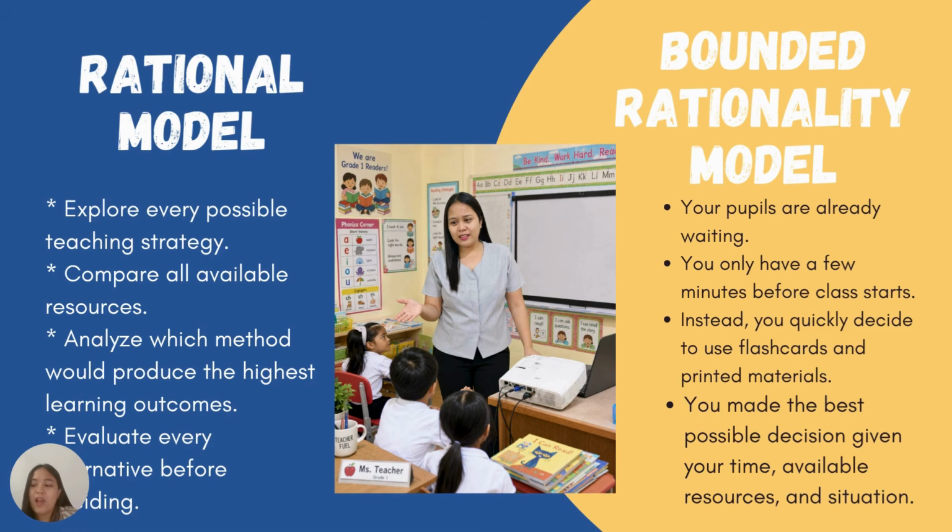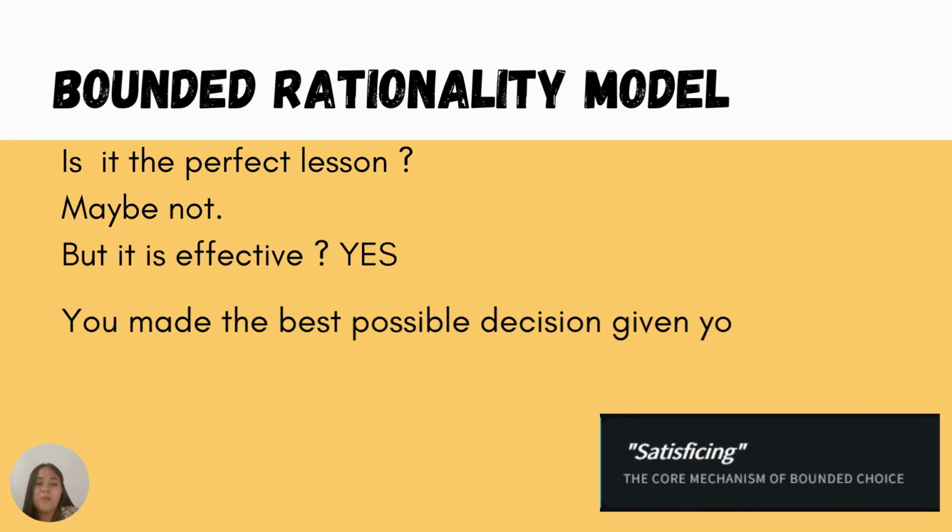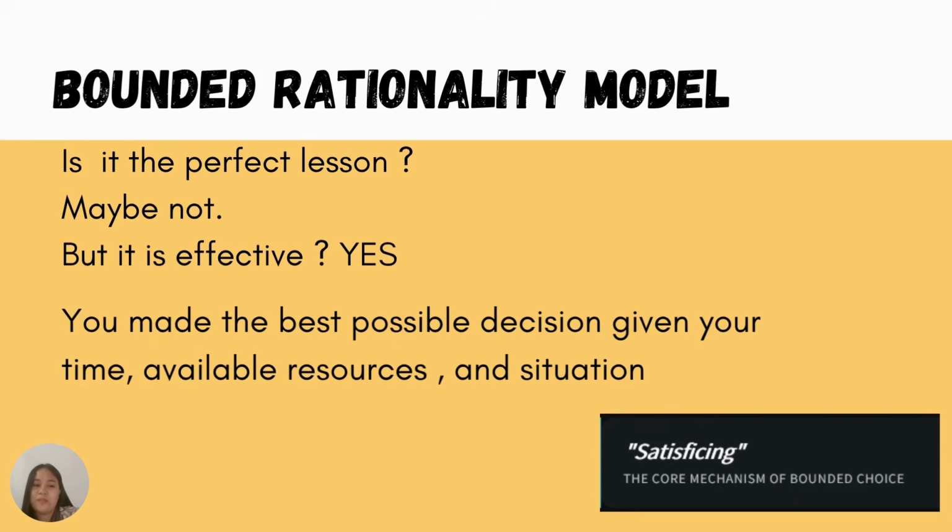Instead, you quickly decide to use flashcards and printed materials. You made the best possible decision given your time, available resources, and situation. That is bounded rationality model. Now, can you cite the difference between the two? Again, when we say bounded rationality model, you made the best possible decision given your time, available resources, and situation. Is it the perfect lesson? Maybe not. But is it effective? Yes.